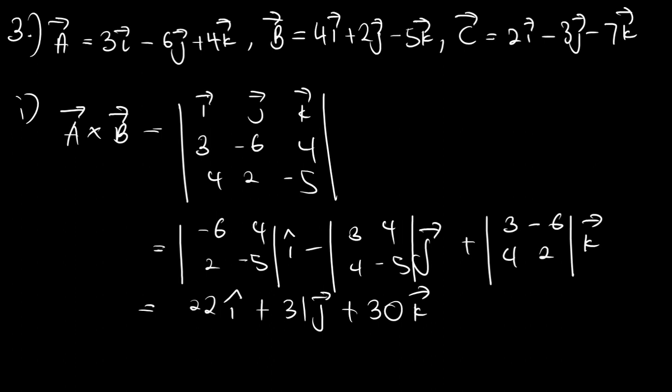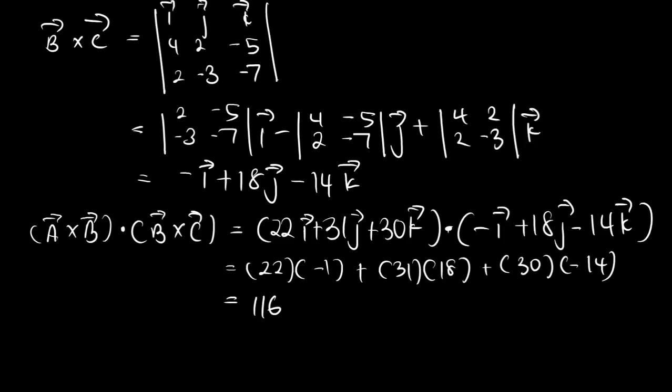And then for question 3, we have three vectors A, B, and C. We need to find the cross product of A and B. We need to find the 3 by 3 determinant, as shown here. Then do the steps as usual, using the cofactor and minor, the concept from linear algebra. Then we'll get 22i hat plus 31j hat plus 30k hat.